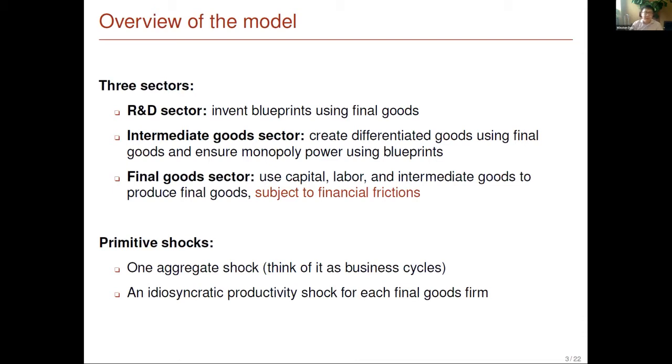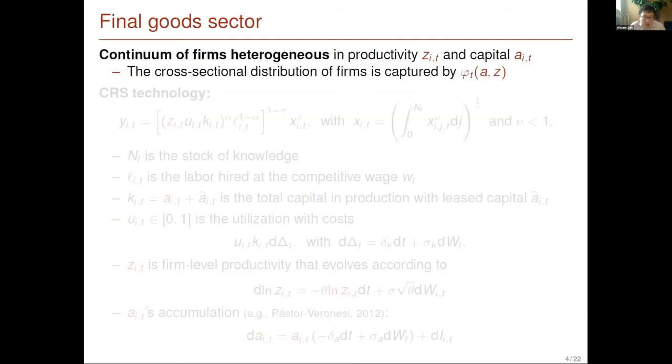So pretty standard. Now let me first introduce how the final goods sector works. In this sector, we have a continuum of firms, but they're heterogeneous in the firm level productivity and the firm level capital. And this joint distribution is captured by this variable. Importantly, this variable, as an endogenous variable, will be driven by the aggregate shocks in the economy, and will shape the other decision variables in the economy.